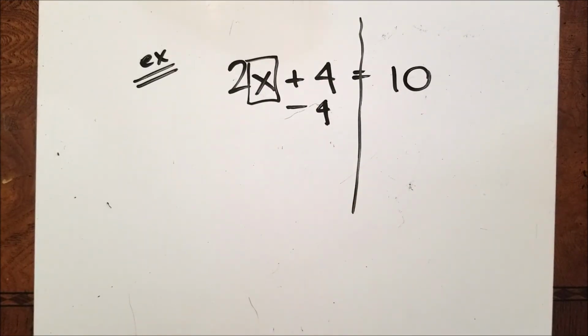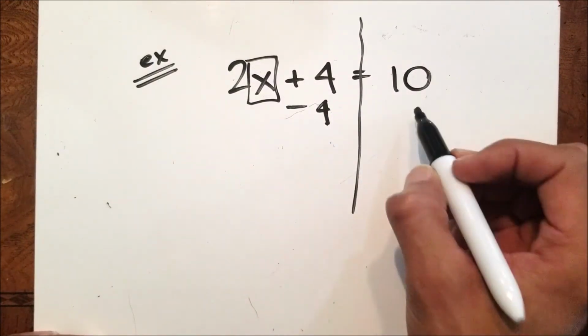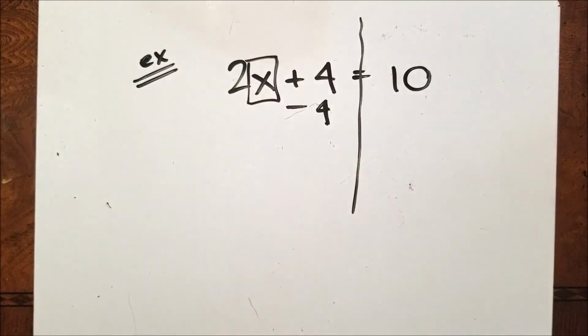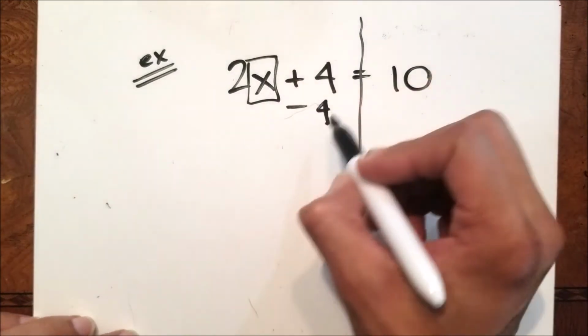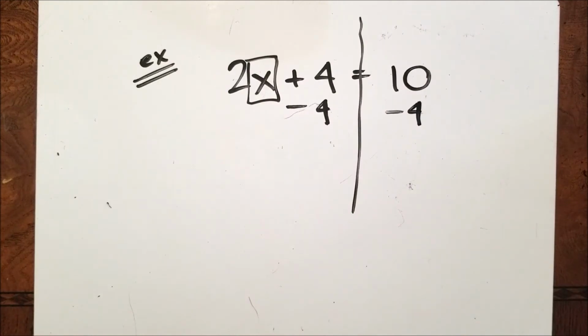Now, there are properties in math, there are rules, there are laws, and these laws govern equality. And what that means is whatever I do on this side of the equal sign, I have to do on the other side of the equal sign also. So if I'm going to subtract 4 over here to undo this positive 4, I also have to subtract 4 on that side as well. Good job. Okay, so that changes our equation a little bit.